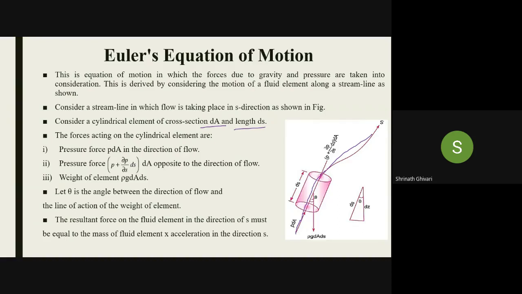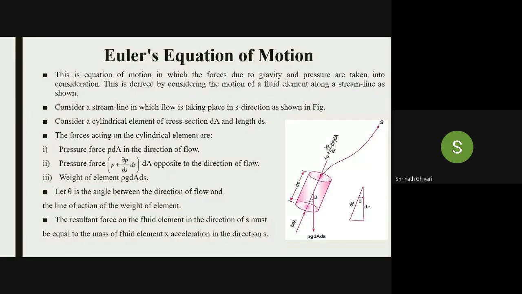We are going to derive Euler's equation of motion, which considers the forces that are gravity and pressure force. This is derived by considering the fluid motion along a streamline. So this is the fluid motion along the streamline.